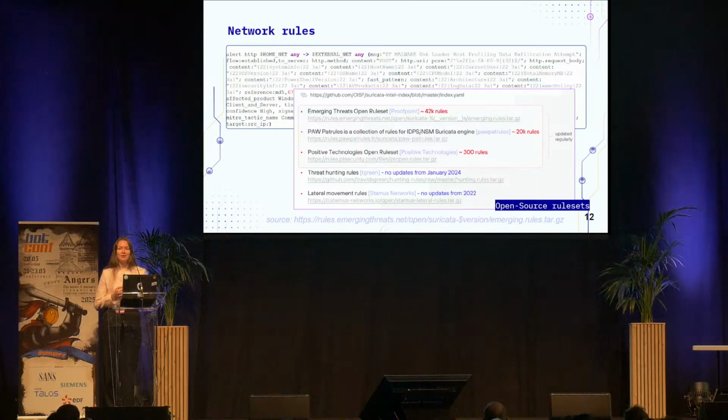So there are some open rule sets. I did some small research to find them, because I think a lot of people know about Emerging Threats, but not a lot about others. So there are some Power Patrols, also Positive Technologies open rule sets. These first three rule sets are updated regularly, but there are also others, for example, threat hunting rules and lateral movement rules, but they have had no updates since some date. So if you're interested, you can use these rule sets to try to find something. It's really easy to install and use.